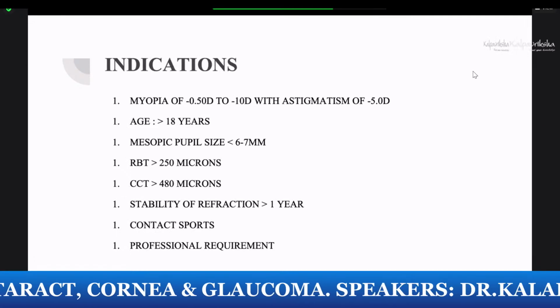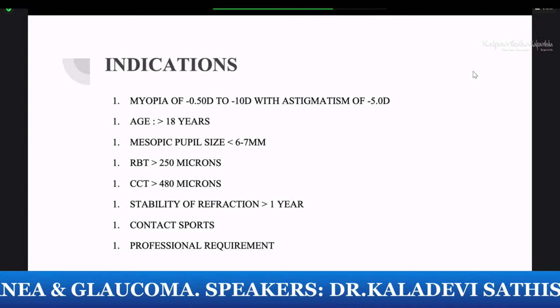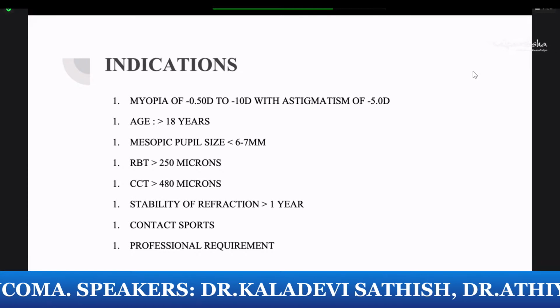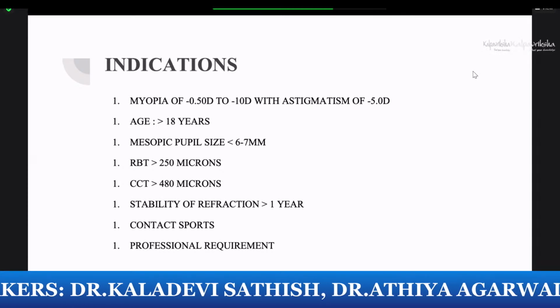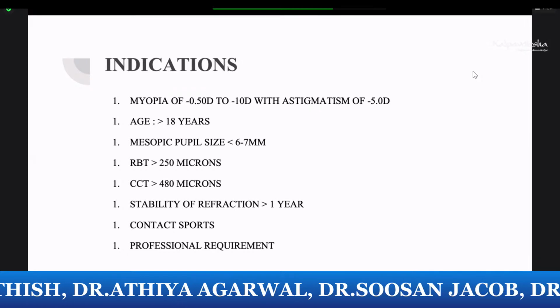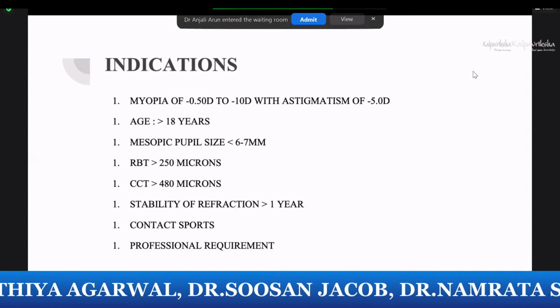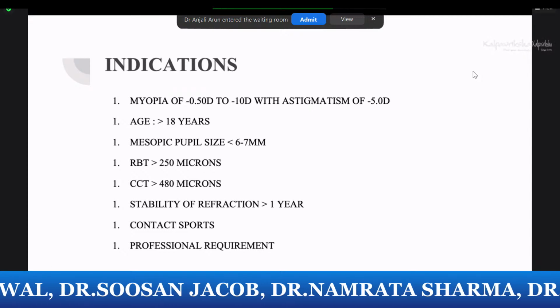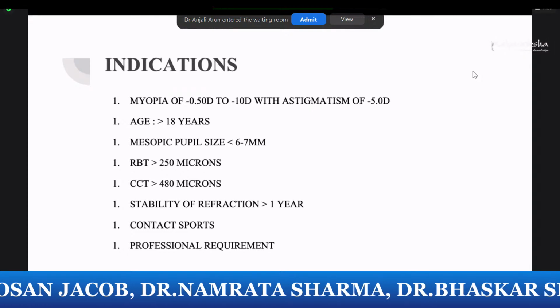So indications are pretty much the same as for any other refractive procedure. Myopia from 0.05 diopter sphere up to 10 diopter sphere can be corrected with SMILE, and astigmatism up to 5 diopter cylinder can be corrected. Age more than 18 years. Mesopic pupil size of less than 6 to 7 millimeter.